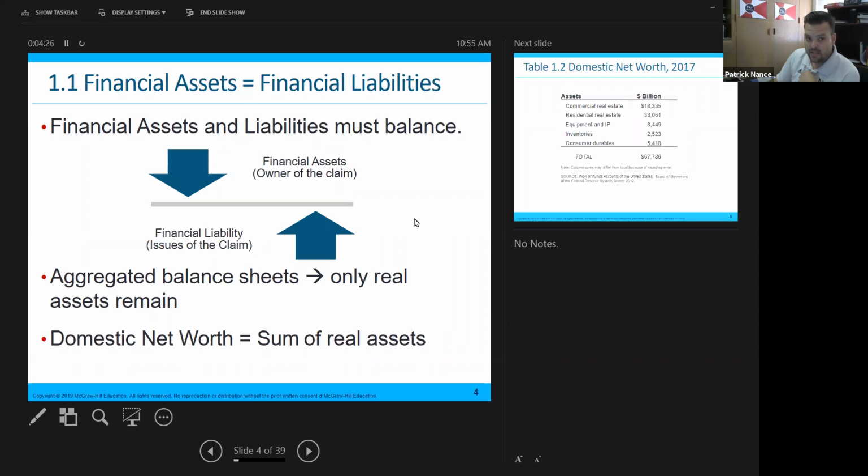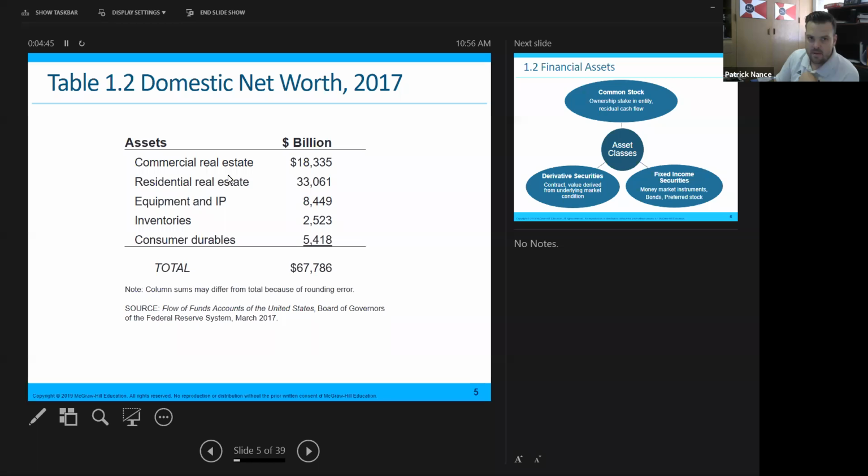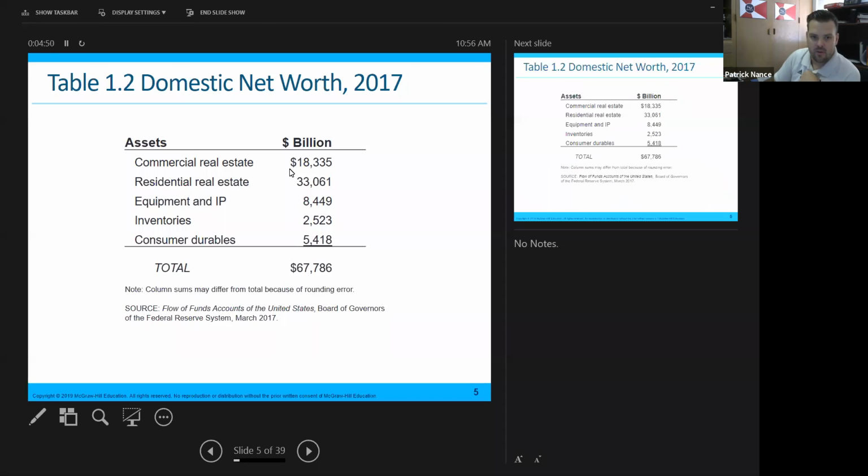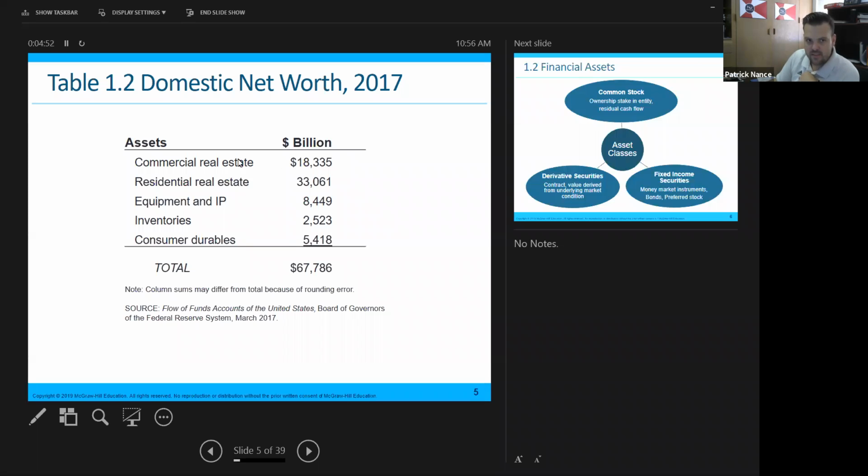So the aggregated balance sheet, only real assets remain. Why do only real assets remain? Because like I just said, the assets should equal the total financial liabilities. So in the end, that wipes out and the real assets would be all that's left. And then the domestic net worth overall is the sum of all of the real assets. So you see this is, again, more tangible assets, which is what mostly our real assets are made up of in the first place.